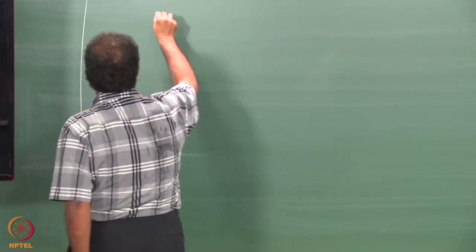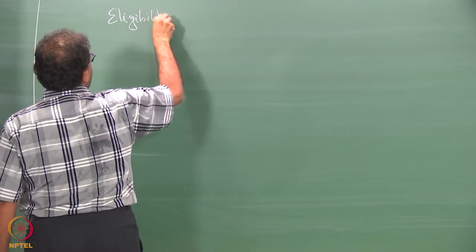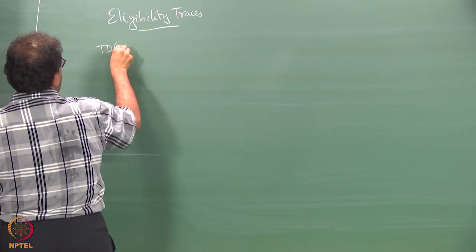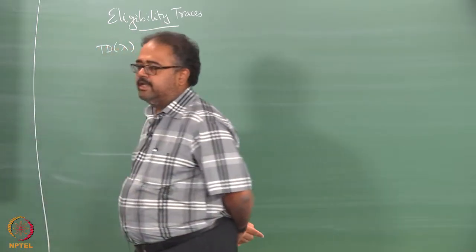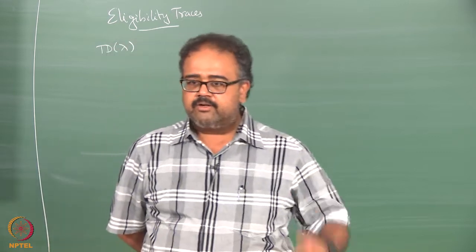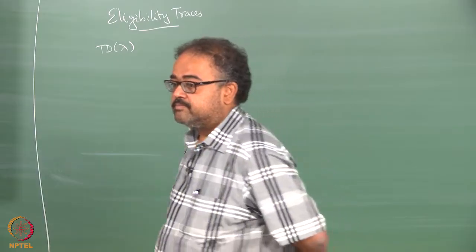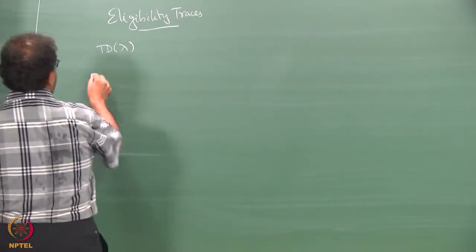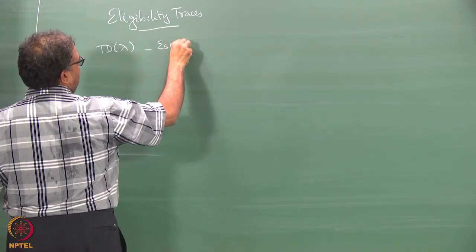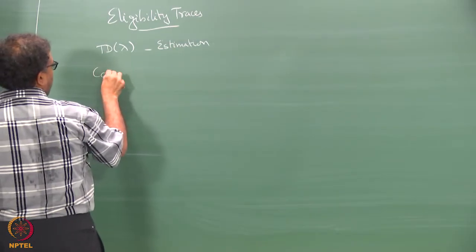So we were looking at eligibility traces. We looked at TD lambda. So what would be the next step to go? Naturally would be to look at control. So after looking at TD lambda, which is essentially an estimation method, we have to look at control.